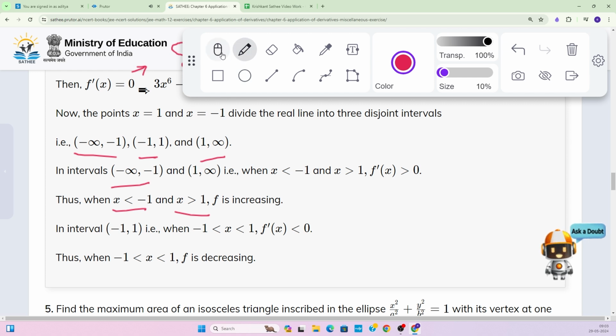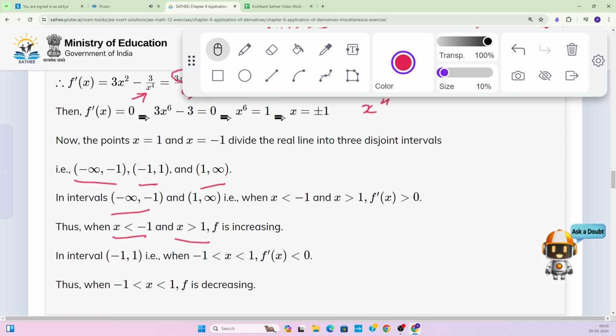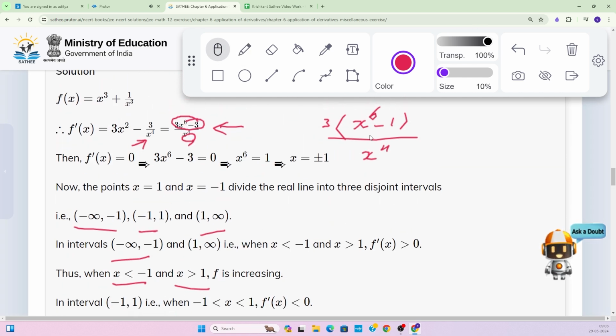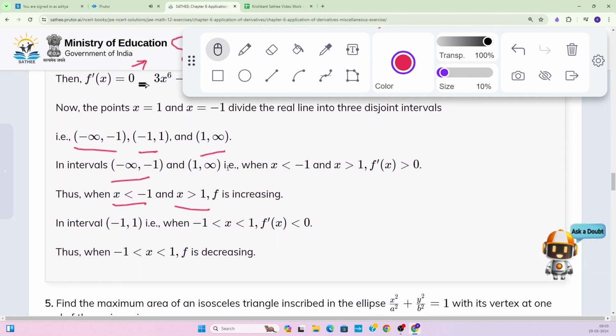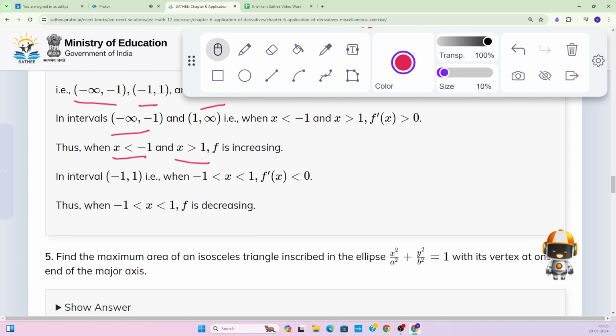But if you choose in between minus 1 to 1, then x power 6 will be less than 1. This means this x power 6 minus 1 will be some negative value, which means this will be negative. A negative first derivative means decreasing. So in this interval your function is decreasing. Okay, now let us move to the next.